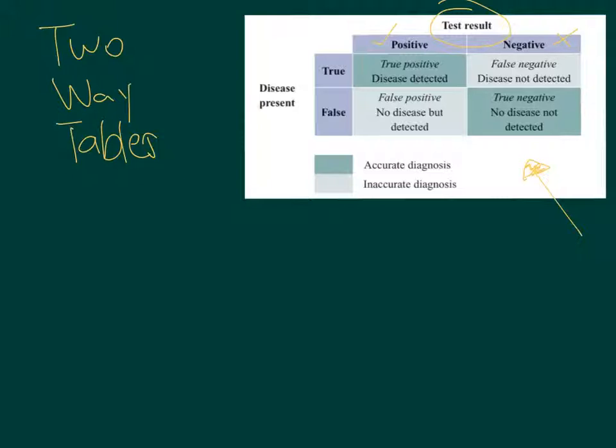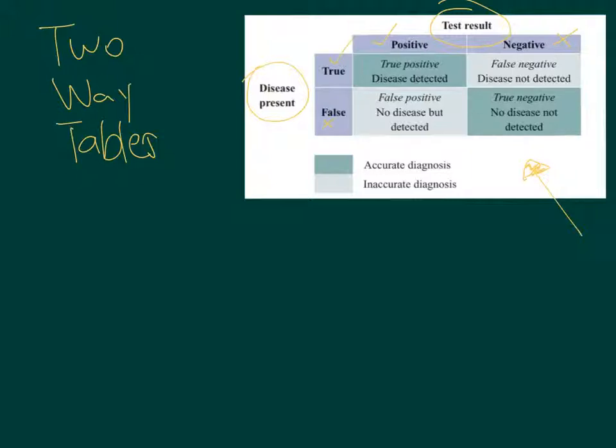In reality, we hope that a blood test like that is very, very accurate, but what we want is to know who actually has the disease and who doesn't. So that's what this tells us. So disease present tells us whether that is true, yes they have the disease, or no they do not.